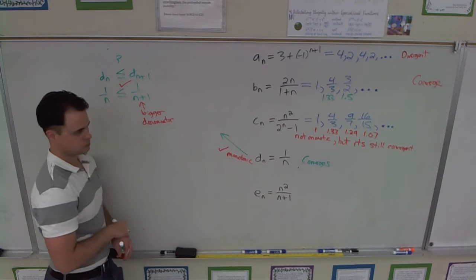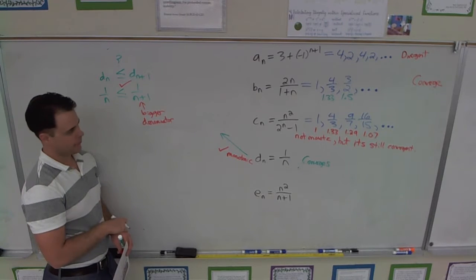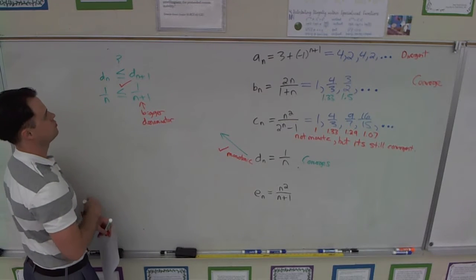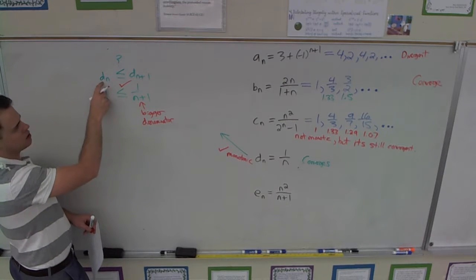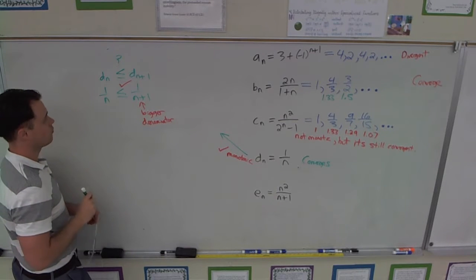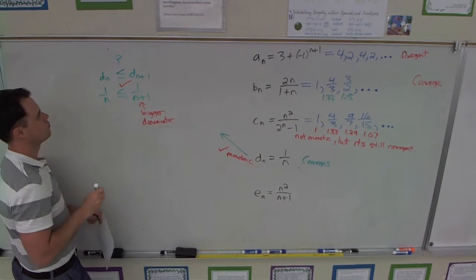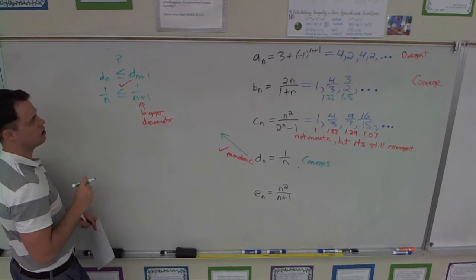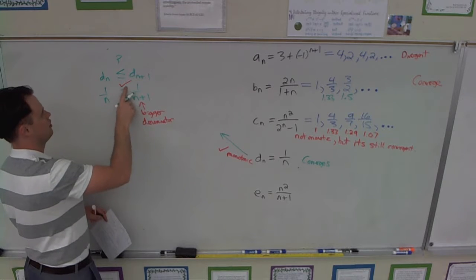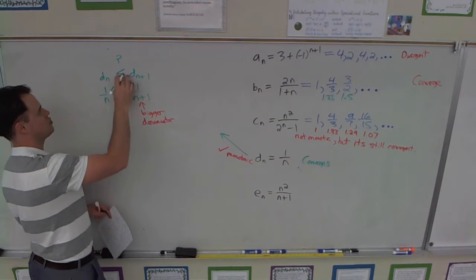Wait, it's strictly decreasing, not strictly increasing, so the inequality sign should be flipped. This thing is getting smaller, right? It's bigger than the one after it, because as the denominator increases, the thing gets smaller. So this thing should be smaller, yes, so it needs to be less. It just needs to be flipped. Right, but I have my symbol backwards.